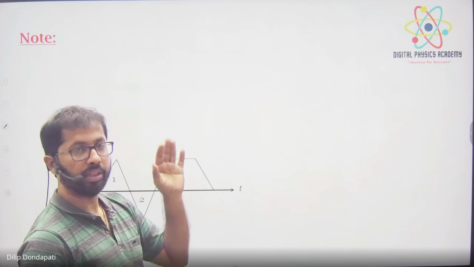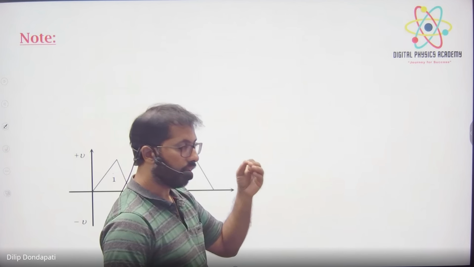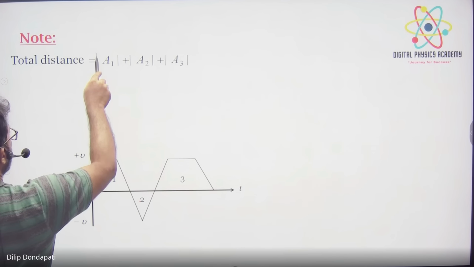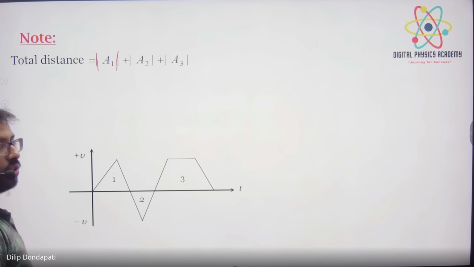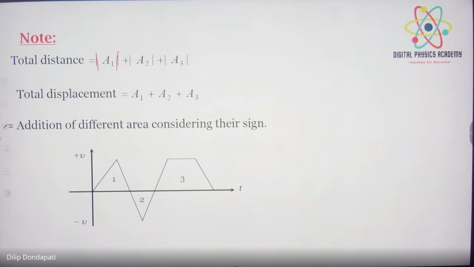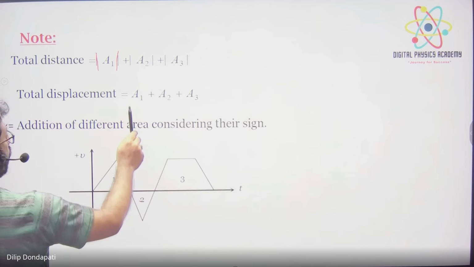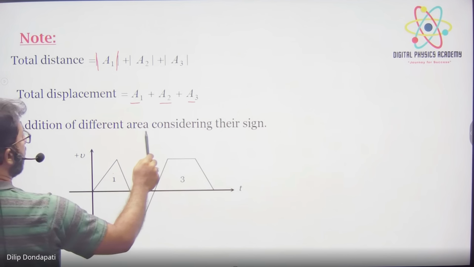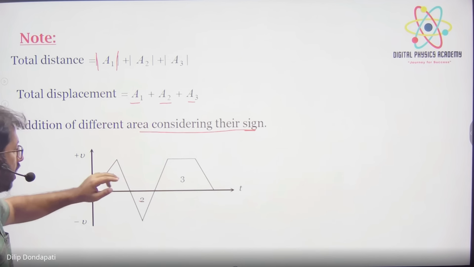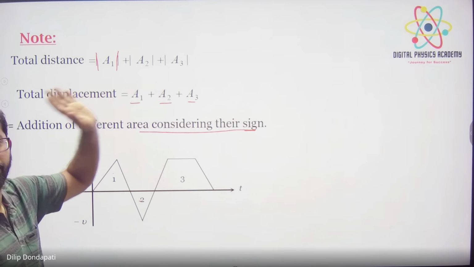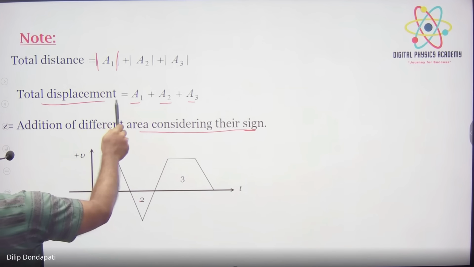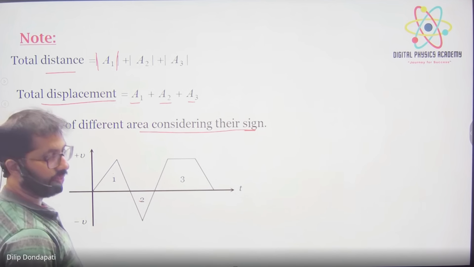Distance is a scalar quantity, so negative will not come. You have to write it always positive, simply the magnitude. Meaning of magnitude: whatever the value, even if you get a negative value, we have to write it positive. So distance should be added. And coming to displacement, we have to put as per the sign. A2 is negative, so we have to put negative. A1, A3 are positive, so put positive. So that is important: we have to put the sign when you find displacement. When you find distance, simply add the areas.